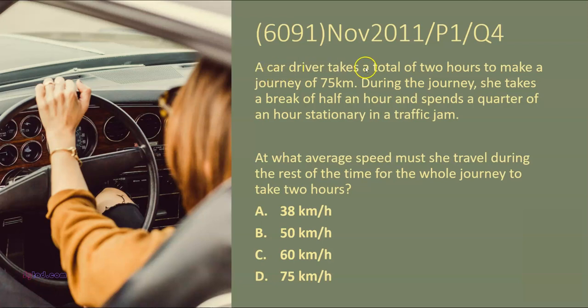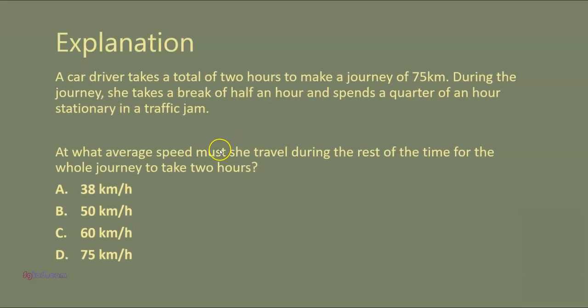A car driver takes a total of 2 hours to make a journey of 75 kilometers. During the journey, she takes a break of half an hour and spends a quarter of an hour stationary in a traffic jam. At what average speed must she travel during the rest of the time for the whole journey to take 2 hours? Note that in this case, the question is not asking for the average speed for the whole journey of 2 hours. It is asking for the average speed for the rest of the time when the driver is driving.